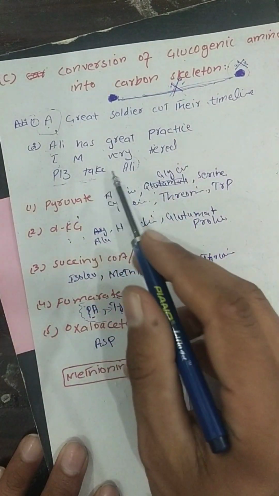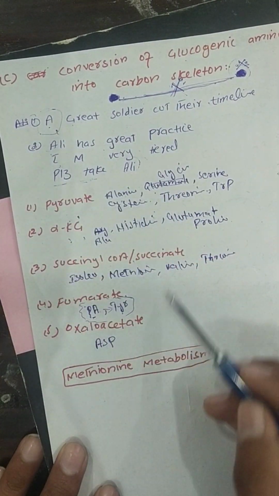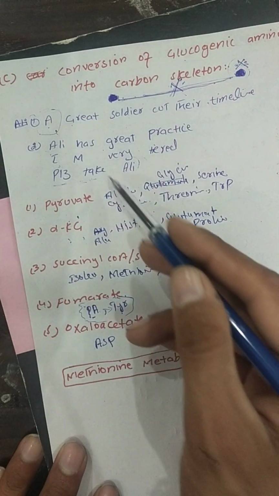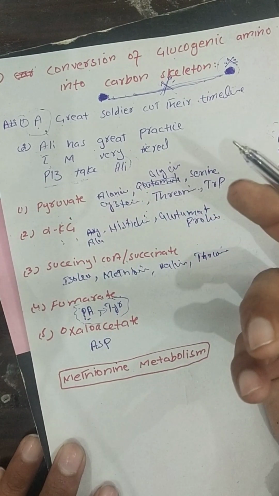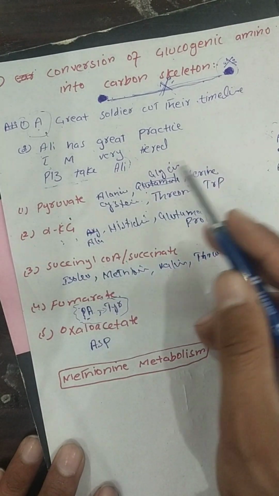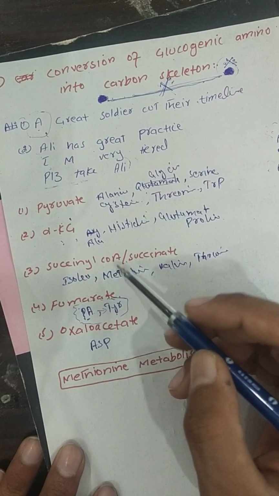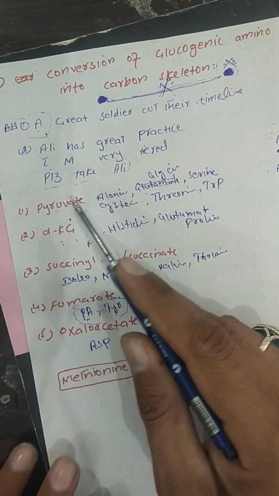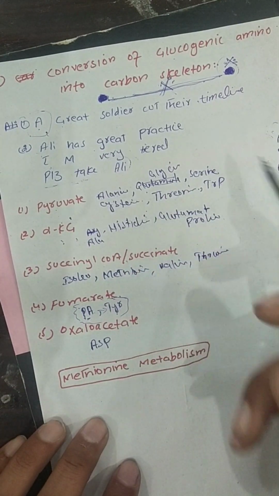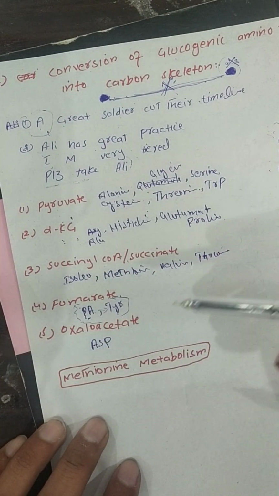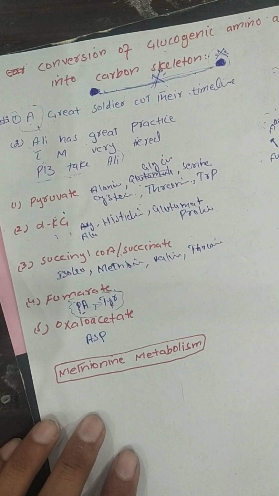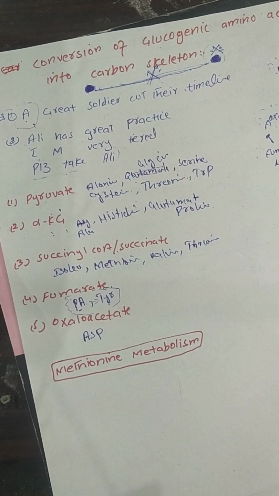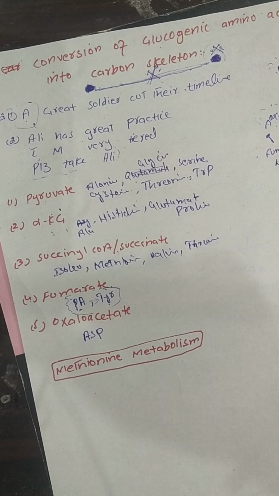So this was the whole conversion of glucogenic amino acids. These are all glucogenic amino acids because they produce intermediates of the TCA cycle, and when the TCA cycle is converted back, it produces glucose. Each keto acid has a specific group of amino acids, and you can remember these groups of glucogenic amino acids by this mnemonic. I think the video is very long, so we will see the rest in the next video. Till then, bye bye.